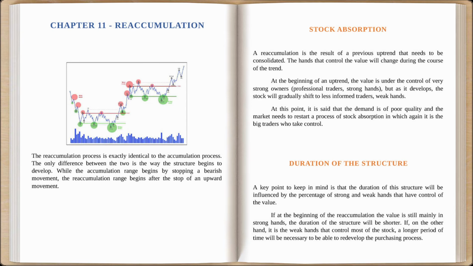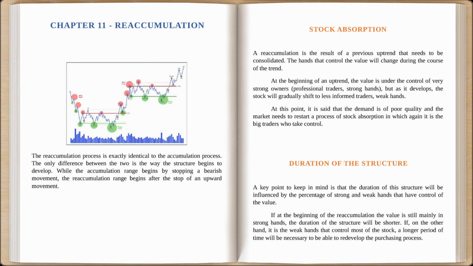Chapter 11. Reaccumulation. The reaccumulation process is exactly identical to the accumulation process. The only difference between the two is the way the structure begins to develop. While the accumulation range begins by stopping a bearish movement, the reaccumulation range begins after the stop of an upward movement. Stock absorption. A reaccumulation is the result of a previous uptrend that needs to be consolidated. The hands that control the value will change during the course of the trend.